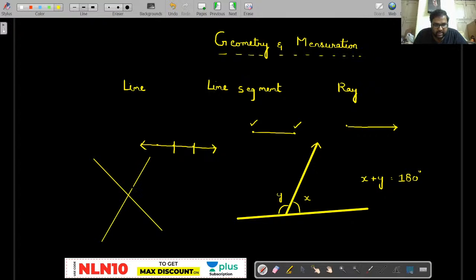Now observe here, if I take this angle as x, now I'll take this angle as y. Now x plus y is nothing but equal to 180 degrees. Now continuation of this basic point, am I right or wrong?